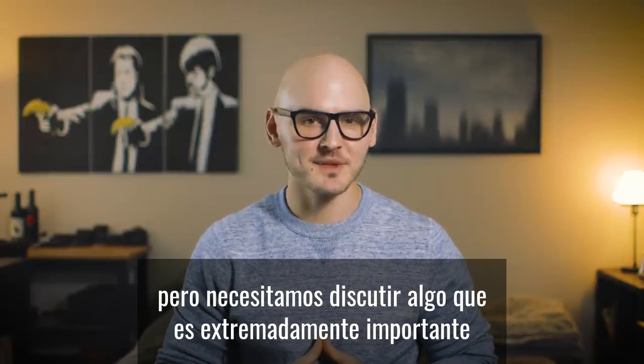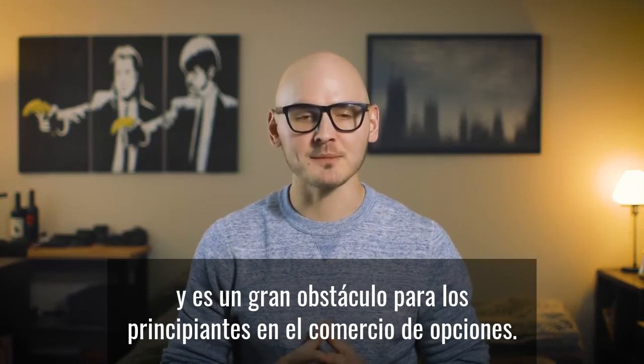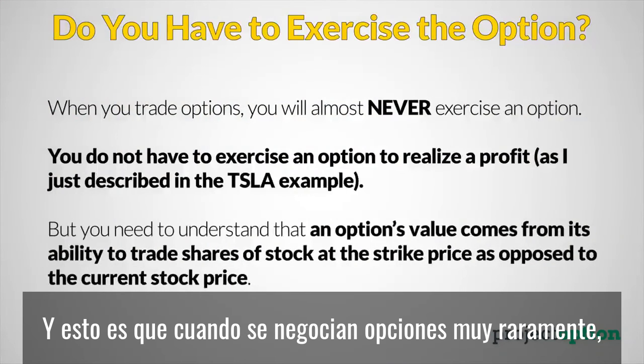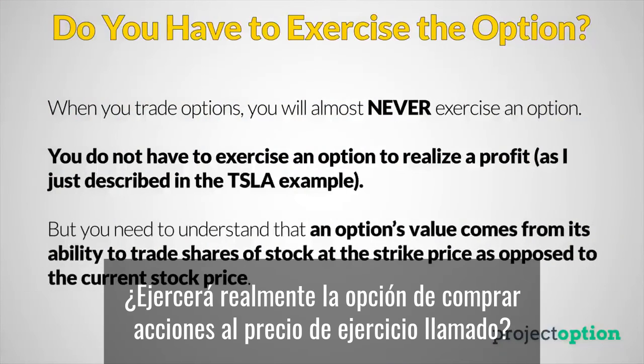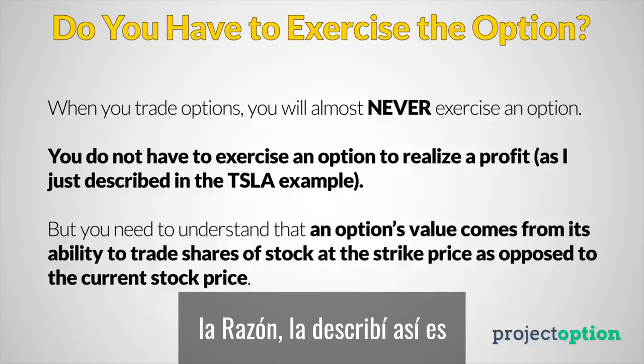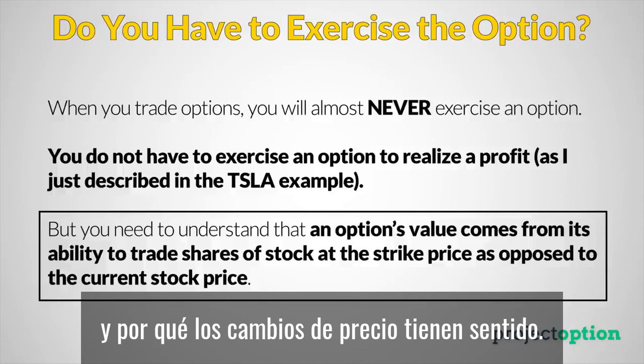But we need to discuss something that's extremely important, and it's a major sticking point for options trading beginners. This is that when you are trading options, very rarely will you actually exercise the option to purchase shares of stock at the call strike price and then sell them at the current market price, as I just described in this Tesla example. The reason I described it like that is because as an options trader, you have to understand where the prices are coming from and why the price changes make sense.